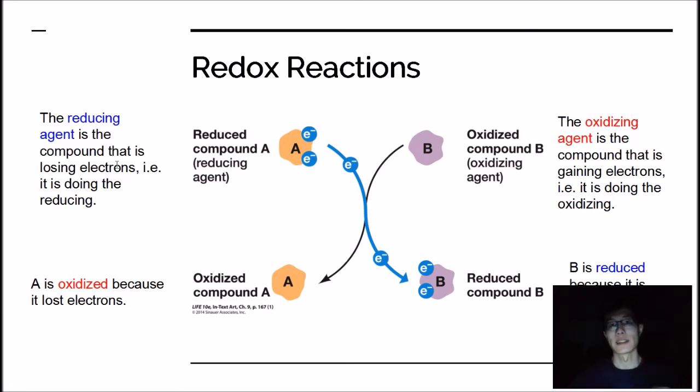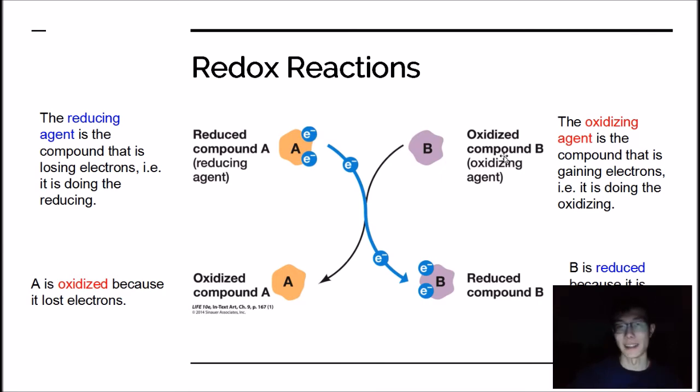It's the agent that's causing the reducing. So when you have a reducing agent, it becomes oxidized after it reduces the other molecule. So it loses its electrons and becomes oxidized, but it acts as the agent that causes the reducing. So that might be a little bit tricky.